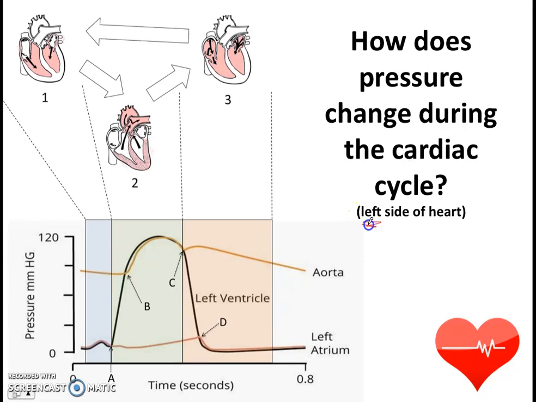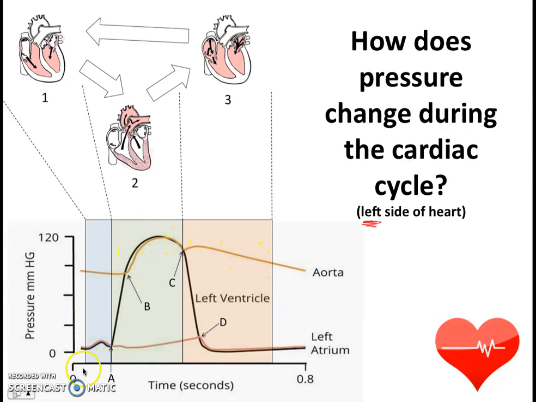In the left side of the heart, we have three important structures, and we are going to look at the pressure changes in each of those structures. The first one, this reddish line here at the bottom, shows the pressure changes in the left atrium during one cardiac cycle. The black line shows you the pressure changes in the left ventricle during one cardiac cycle. And the yellow line shows you the pressure changes in the aorta during one cardiac cycle.